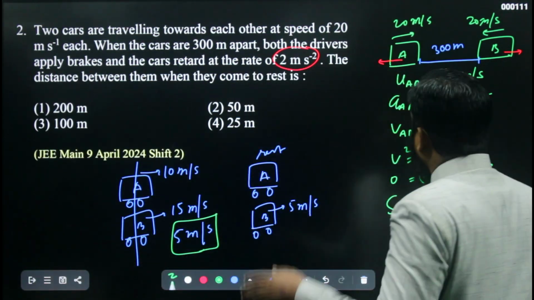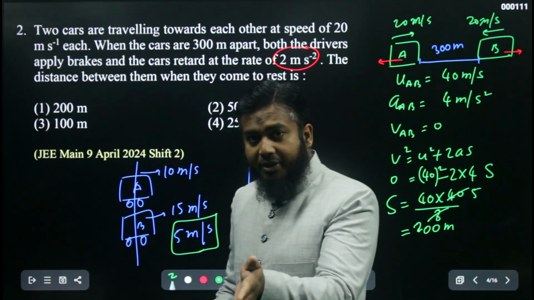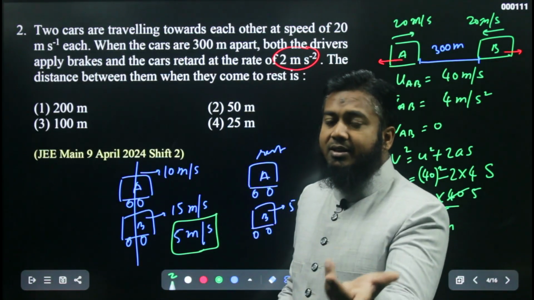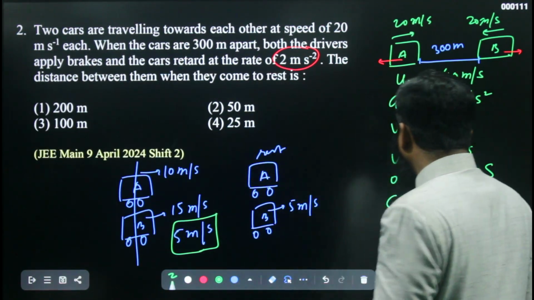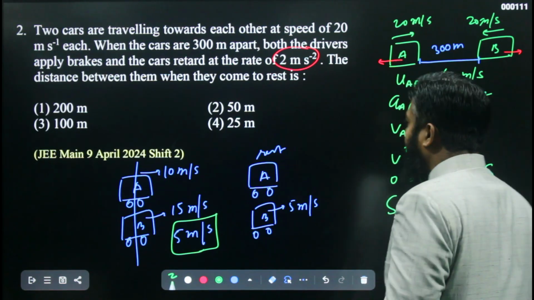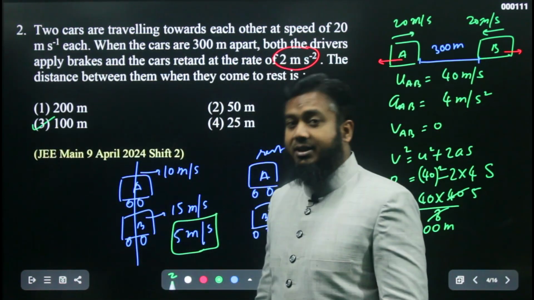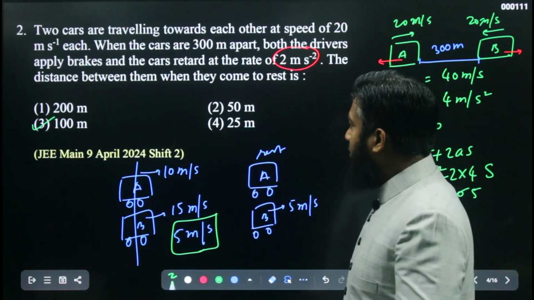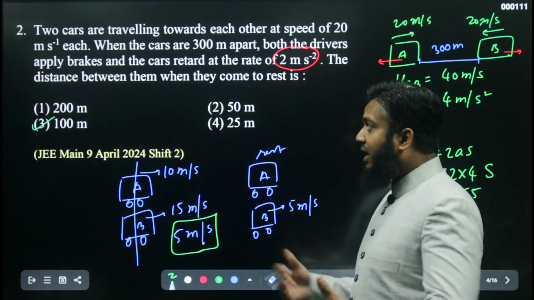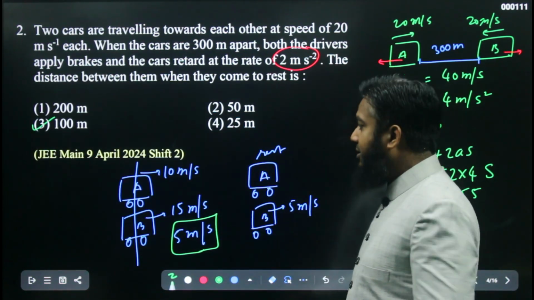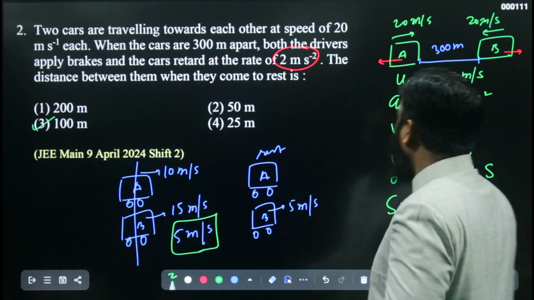Okay, so if a train has moved 200 meter, what is the remaining distance? It is simply 300 minus 200. Okay, so distance between them is 300 minus 200, that is 100 meter when both trains stop. Okay, so this was the question and all the relevant cases related with this question.